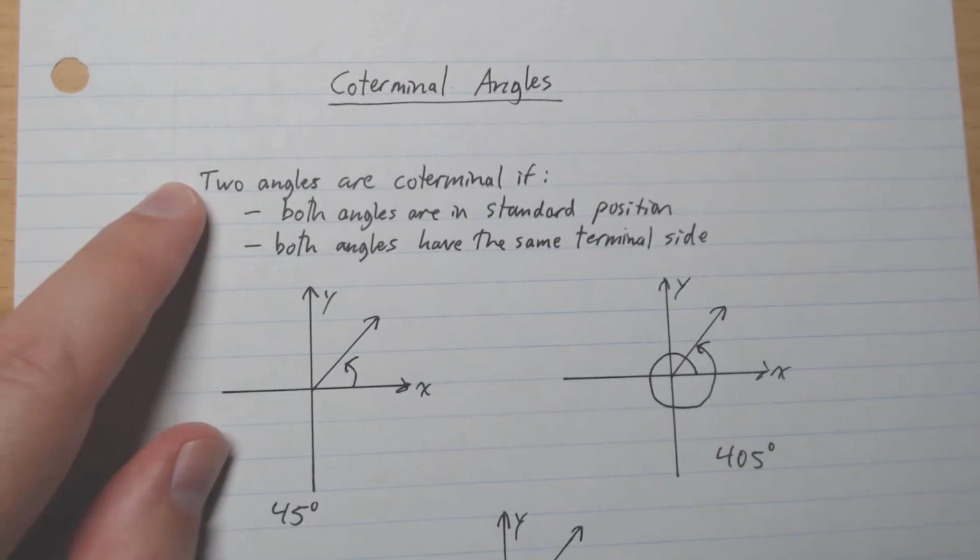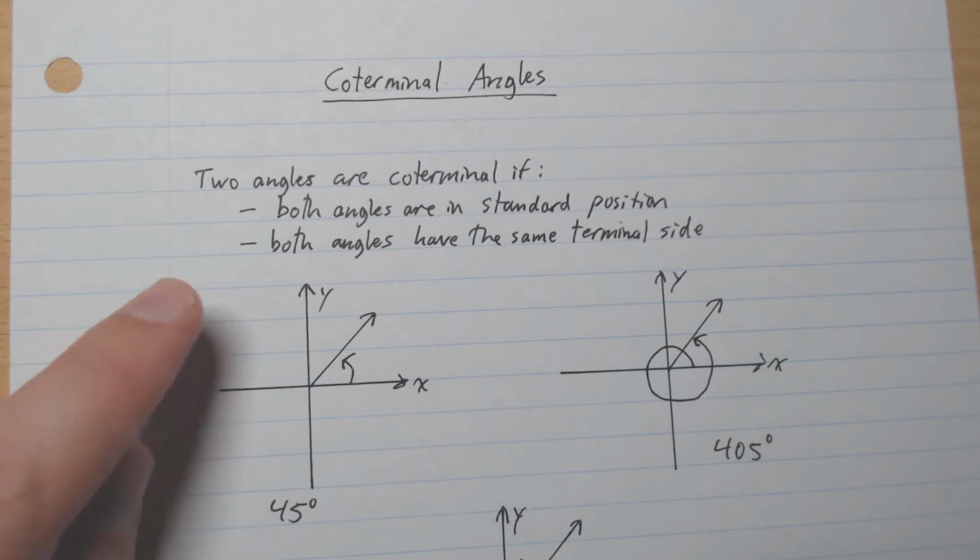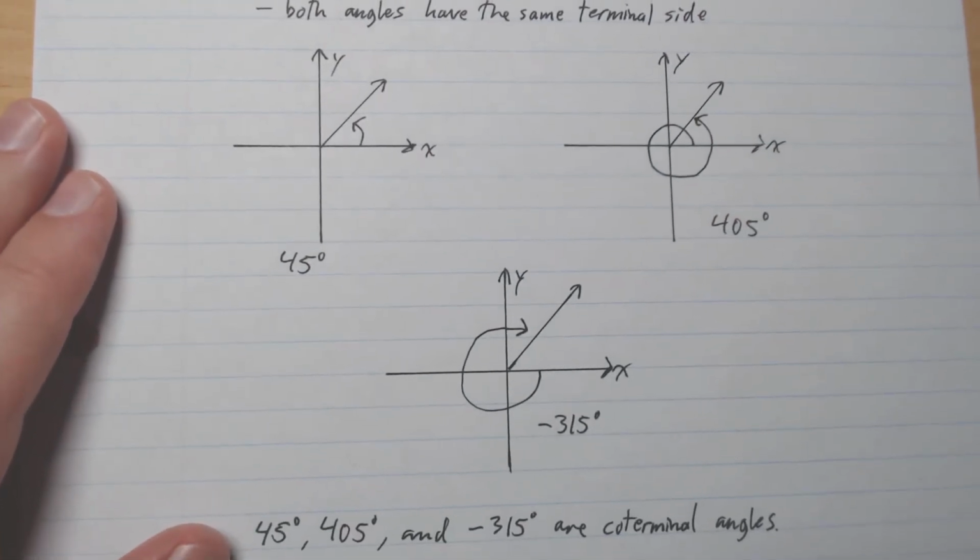Today we're going to look at coterminal angles. Two angles are called coterminal if, one, both angles are in standard position, and two, both angles have the same terminal side. Here we're going to look at some examples.